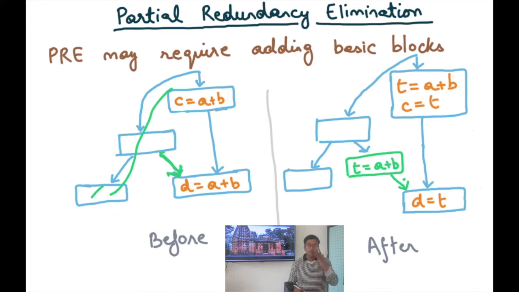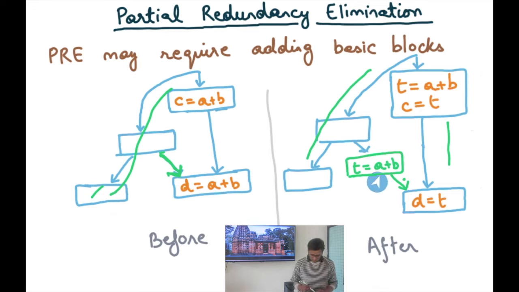All right, and that way I'm able to remove redundancy on this particular path without adding redundancy on this particular path. So on this particular path, A plus B is not getting computed. On this particular path, A plus B is only getting computed once, and on this particular path, it is also getting computed before it is getting used. So it's all good in this situation. So in this case, to eliminate the partial redundancy, we had to add an extra basic block.